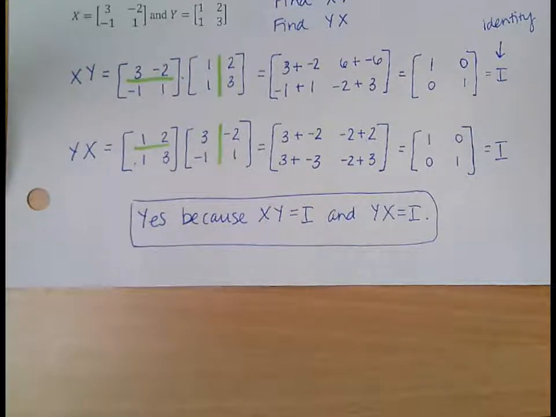Are there questions on example 1? Just make sure if you find your first product and you do get the identity matrix, you should not stop and say, yes, they're inverses. You do have to go ahead and find the second product.